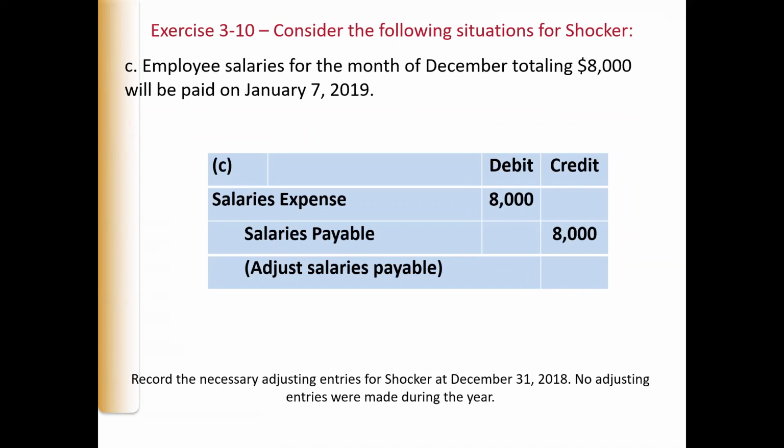How about this one? Salary employees for the month of December totaled $8,000. These are accrued expenses. Whenever there's an accrued expense, we're going to debit the expense and we're going to credit the liability. Here we debit our salaries expense for $8,000, and then we credit salaries payable for $8,000. Guys, do you see it says this $8,000 will be paid on January 7th, 2019. What are we going to do then? When we pay the salaries, at that time, we will debit our salaries payable and credit cash. Make sense?